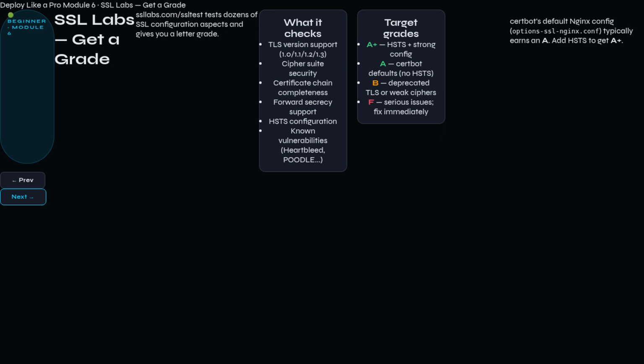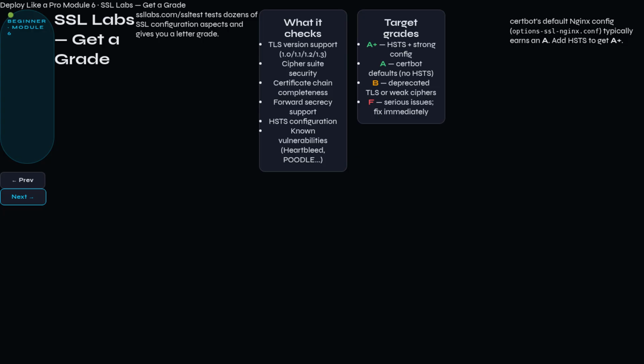B: some deprecated features enabled, TLS 1.0/1.1 support, weak ciphers. C or below: serious issues that should be fixed. F: severe problems like vulnerable cipher suites or certificate chain issues. With Let's Encrypt and certbot's default Nginx configuration, options-ssl-nginx.conf, you typically get an A rating. To get A+, add the HSTS header.